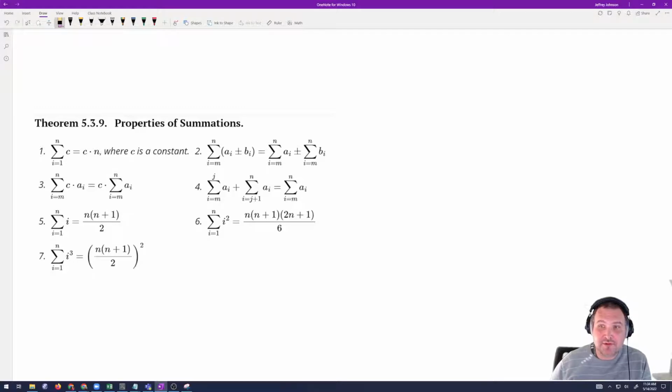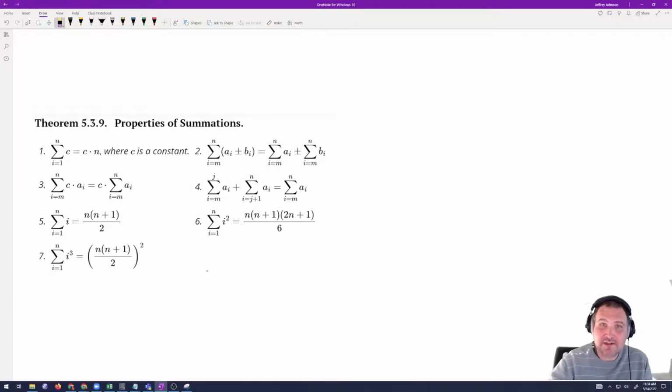And for some of the other properties here, do look at the videos and the text for examples. But number 4 says sum up the first bunch of them, and then sum up the next bunch, and that's the same thing as summing them from the start. So going from m to j and then j plus 1 to n is the same thing as summing from m to n.